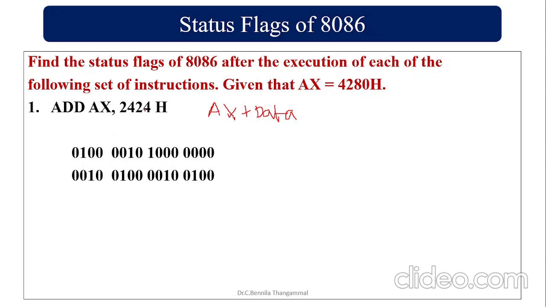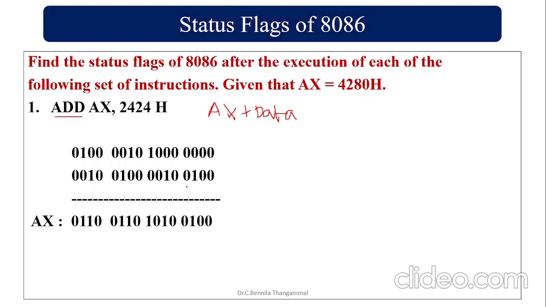So AX is 4280. Then the data given is 2424. Now we will be performing the arithmetic operation addition. So 0 plus 0 is 0, 0 plus 0 is 0, 0 plus 1 is 1. You perform the addition, and this is going to be 6, 6, then A4. So 66A4 will be stored in your accumulator.